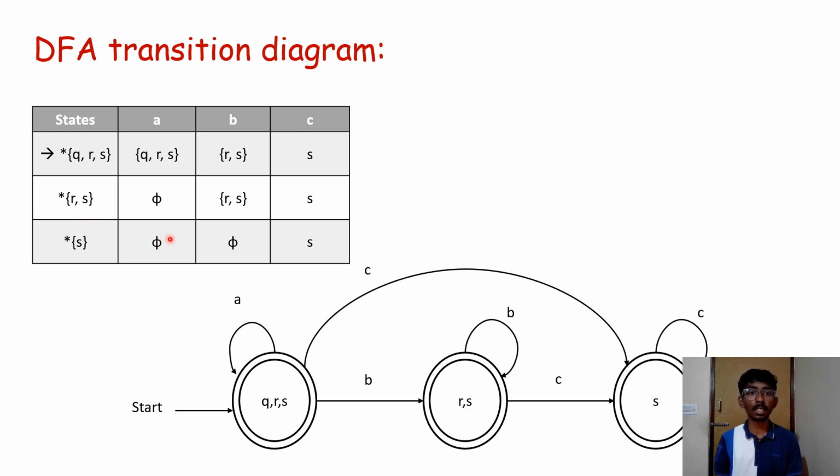Similarly for RS, it doesn't go anywhere on input A, so we have not indicated it here. On giving B input, it stays in the same state, and on giving C input, it takes us to the next state S. Similarly for S, on giving C input, it stays in the same state, and on giving A and B, there is no change of state, it remains in the same state.